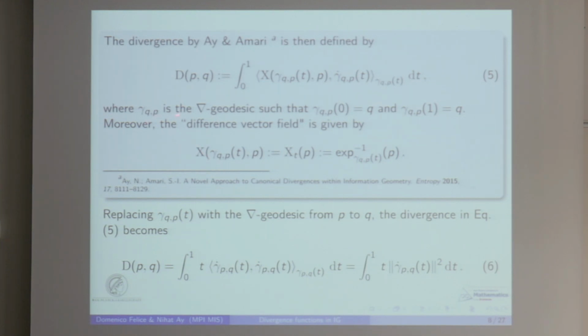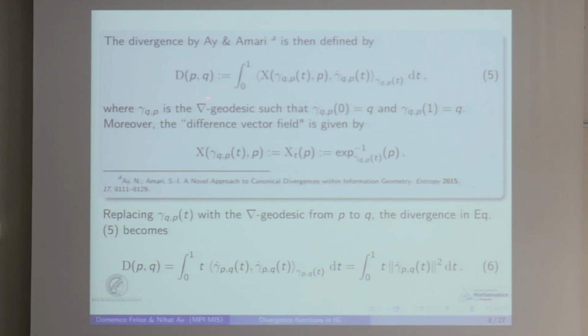The divergence introduced by Ay and Amari is then defined as follows. Consider a nabla geodesic from Q to P, and attach to each point of this geodesic that vector, that generalization of the difference vector, given in terms of the inverse of the exponential map. This integral is the definition of the divergence introduced by Ay and Amari in 2015, I guess, yes, 2015.